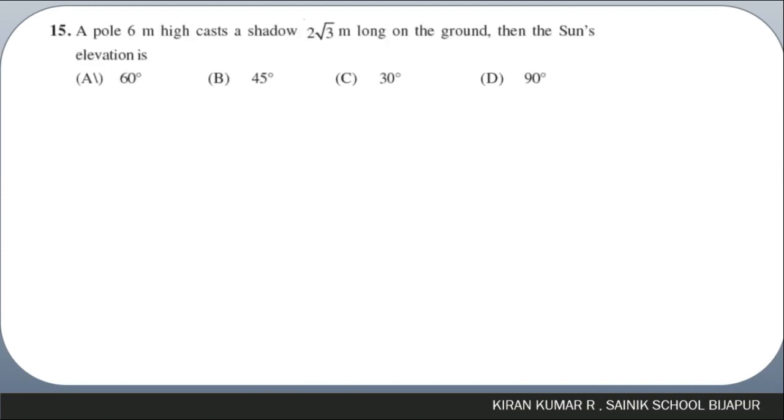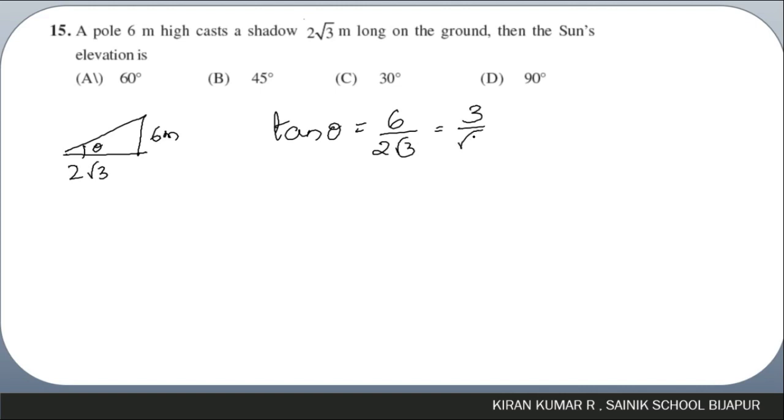Question number 15 is the last question of the exercise as well as for today's session. Question 15 is a pole 6 meter high casts a shadow 2 root 3 meter long on the ground. The sun's elevation is, I need to find angle now. Let me consider this as angle theta, angle of elevation. 2 root 3 is the shadow, 6 meter is the height. We know that tan theta is opposite side divided by adjacent side. We can simplify as 3 by root 3.